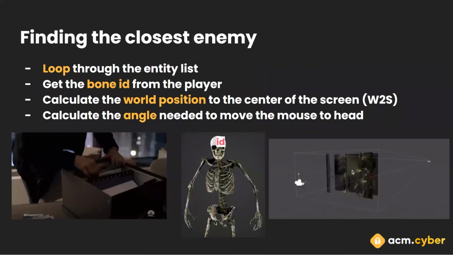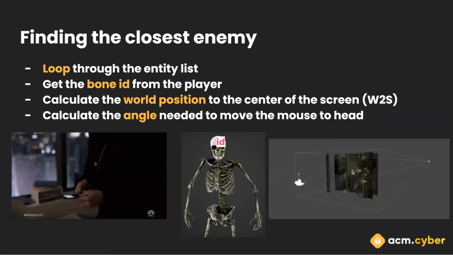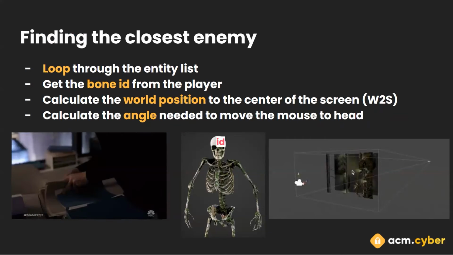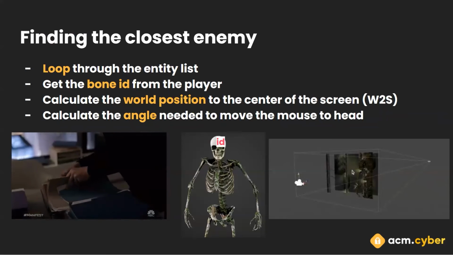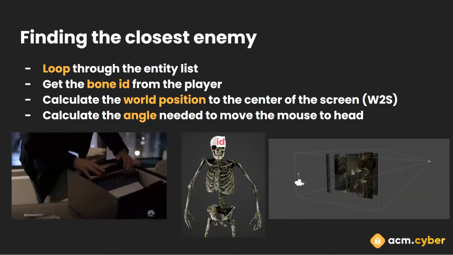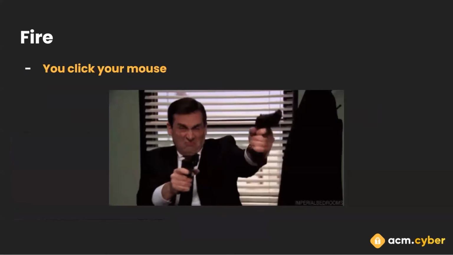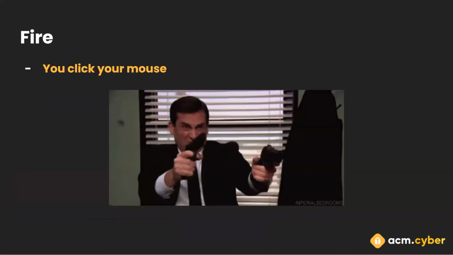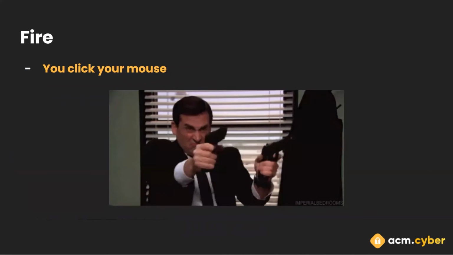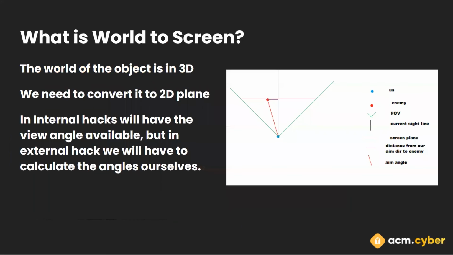Next slide. And then, like we were talking about earlier, you're gonna loop through the entity list to find all the enemies, get a bone ID, and calculate a whole bunch of stuff. Next slide. And then finally, hopefully your thing is working and you have all your calculations correct. All you have to do then is just click your mouse to fire.